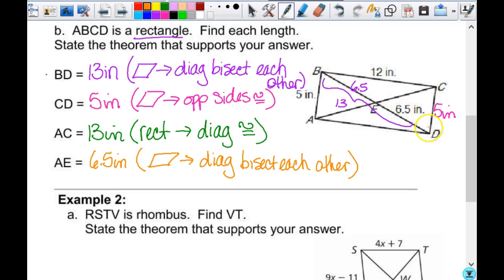So after I've said that this is 13, when I get down to AC, I just know that this is 13 because I don't even have a 6.5 to use here. It's 13 because this one is. That's a rectangle property. The diagonals are only congruent if it's a rectangle. But for every single parallelogram, the diagonals bisect each other. Does that make sense? Okay, it's a good question. Anything else? We're good?